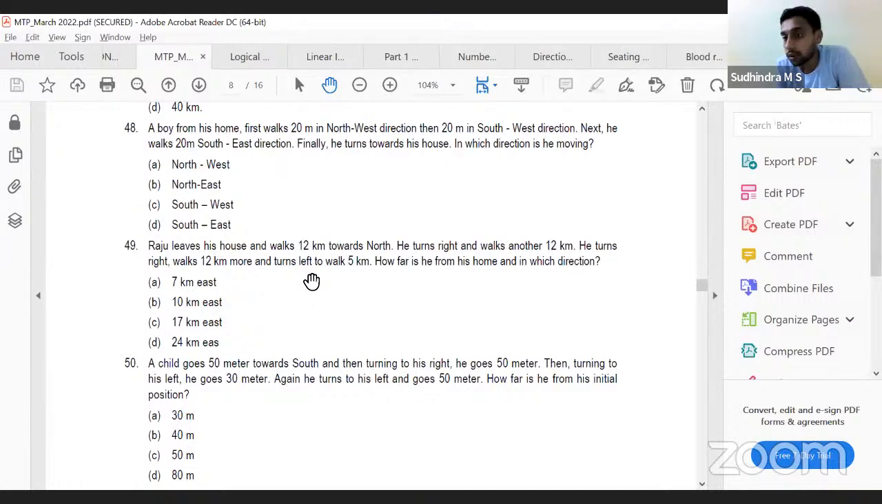Next, a child goes 50 meters towards south, and then turning to his right goes 50 meters, turning towards left goes 30 meters. Again, he turns to his left and goes 50 meters. How far is he from his initial position? 30 meters.